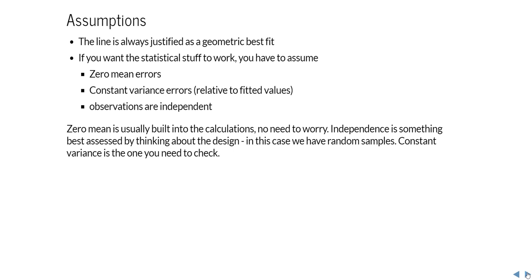And they amount to saying, I assume we have zero mean errors. I assume that the errors are constant variance across all values of predictor variables or all values of the fitted values. And I also have to assume that the errors are independent, which means basically that observations are independent. So zero mean errors is really hard coded into the calculations. There's not much we can do to worry about that. However, independence is something you have to assess by thinking about the design.